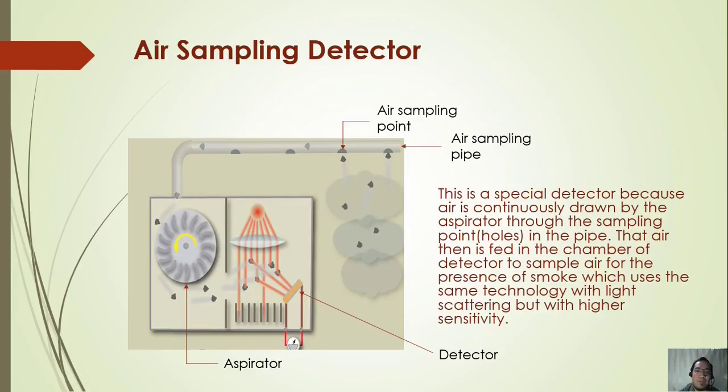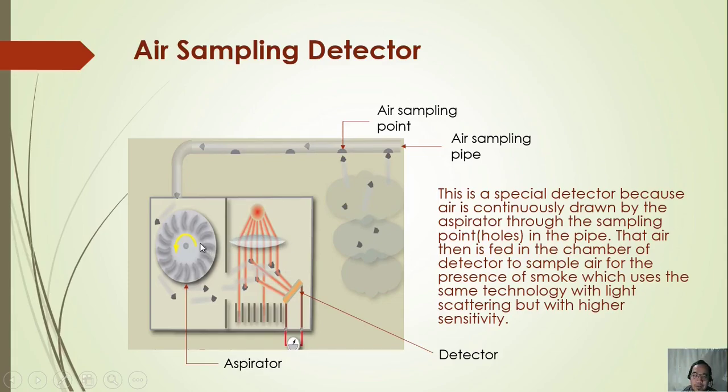The next one is the air sampling detector. This is the more advanced type of smoke detector, guys. This is very high in sensitivity. It is used widely in data centers and a lot of areas where we have very expensive equipment that needs very early detection. Why it's called very early detection is it uses the technology of continuously drawing air from a pipe where we have holes, what we call air sampling points, going by the pump to the sensor, where we have the sensor inside.